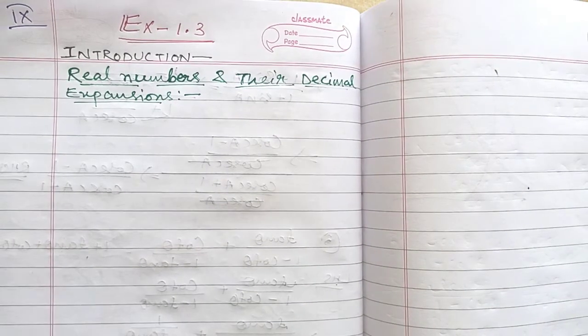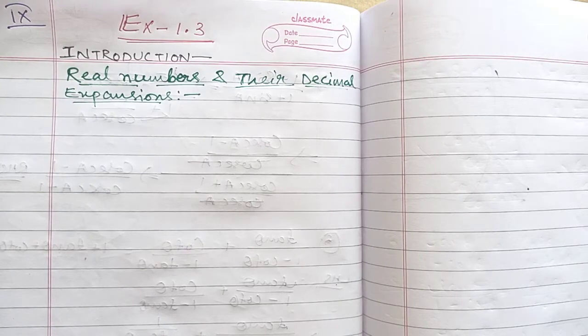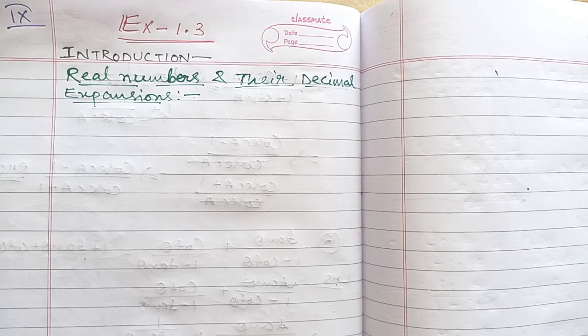Today I am going to start exercise 1.3. Before this I want to tell you I have explained exercise 1.1 and 1.2. You can click the I button and see the video, or you can find that link in my description box. Okay, so now I am going to start exercise 1.3.